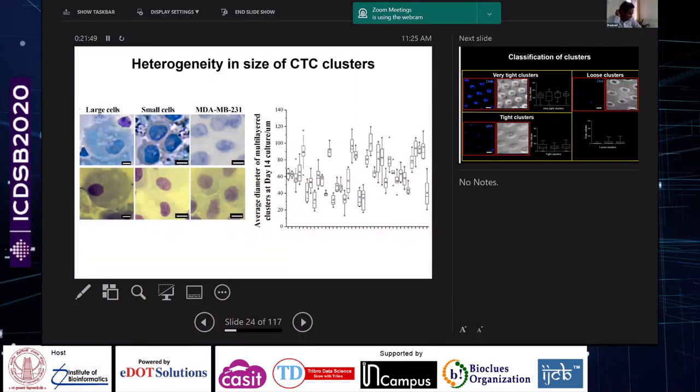This is the interesting data. We talk about the heterogeneity across tumor, intra-heterogeneity and inter-heterogeneity. So you could see that when we are growing these cells in the culture, we could see that there are different kinds of diameter of the clusters. And this is again showing the heterogeneity of the tumors, how heterogeneous these tumors are.